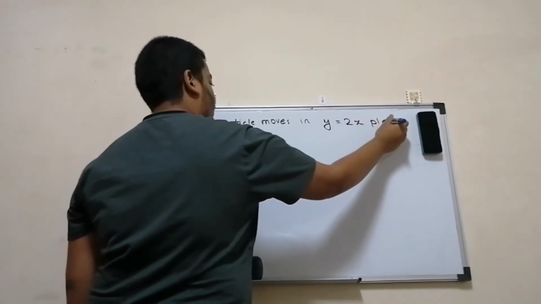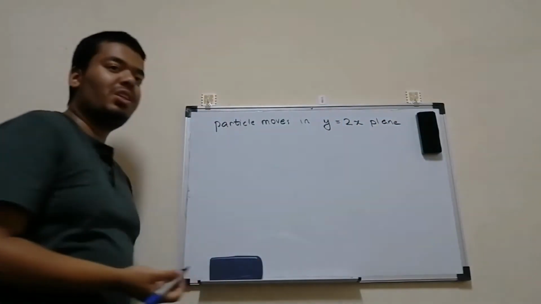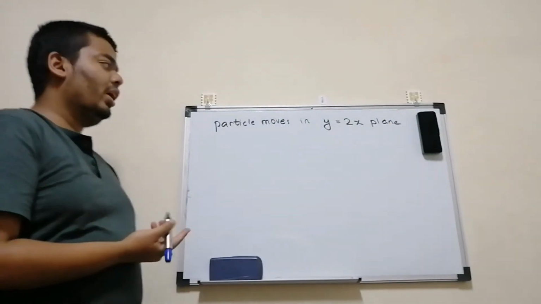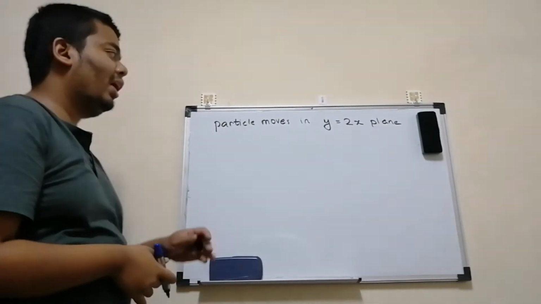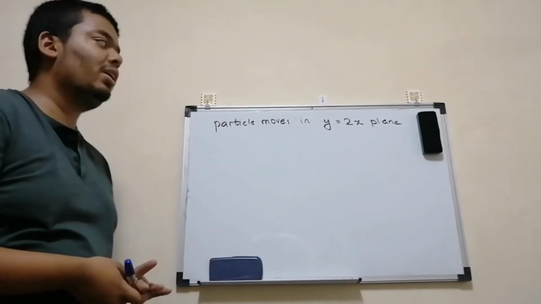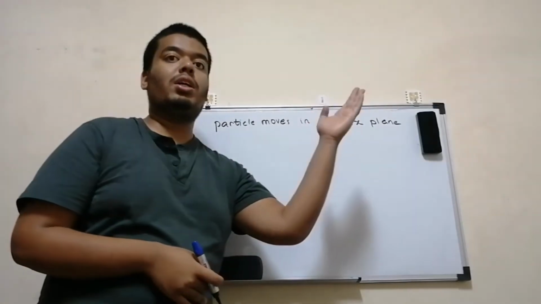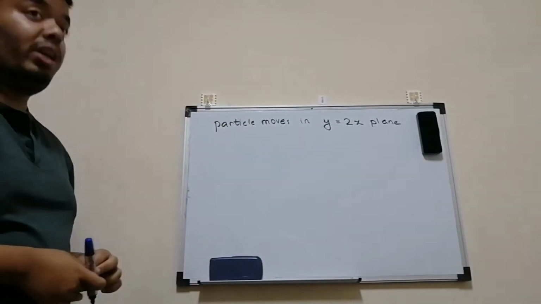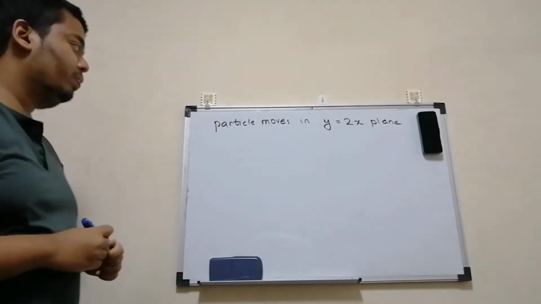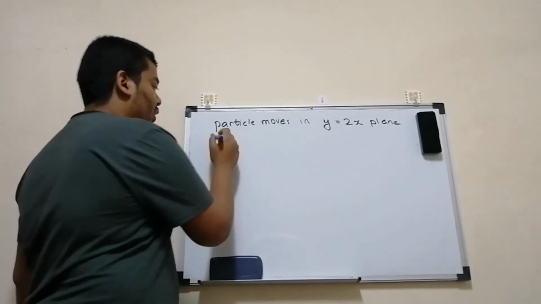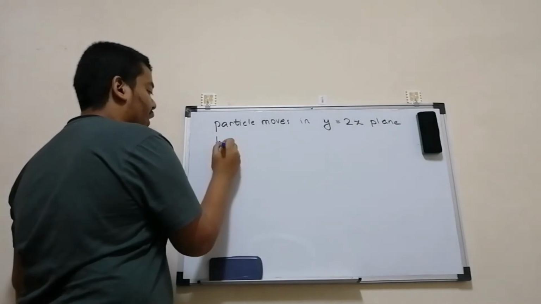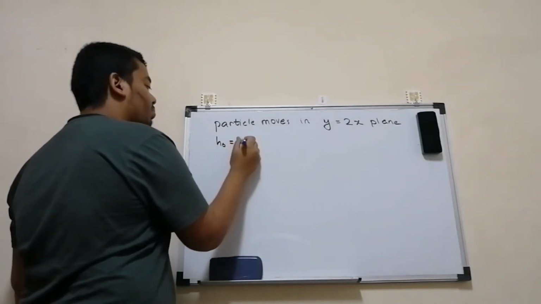Oh, okay. Now let's see how we can do this. This is a very interesting problem actually, because y is equal to 2x. First of all, you might think that y is equal to 2x is a straight line. But no, it said that it moves in the y is equal to 2x plane. So it also says that the initial height of the particle, that is h, is 10 meters.